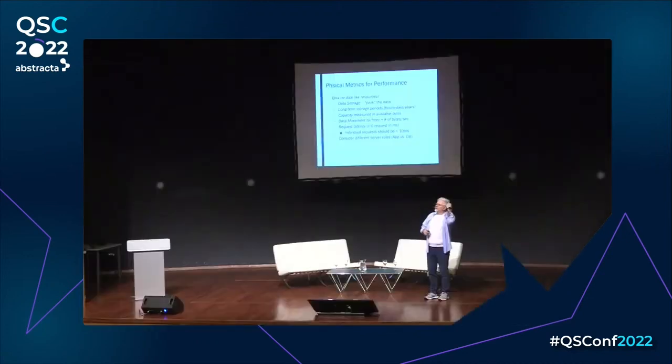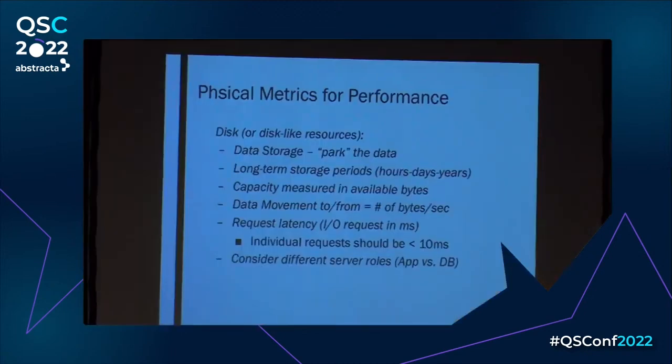One way to think about it also is that CPU is really fast, memory is really fast. Disk used to be the slowest component, and now it's pretty fast. It's a lot like memory. So physical metrics for disk are measured a lot more like an extension of memory.